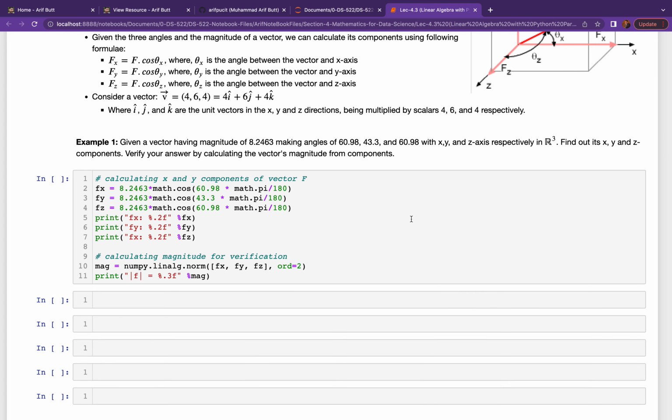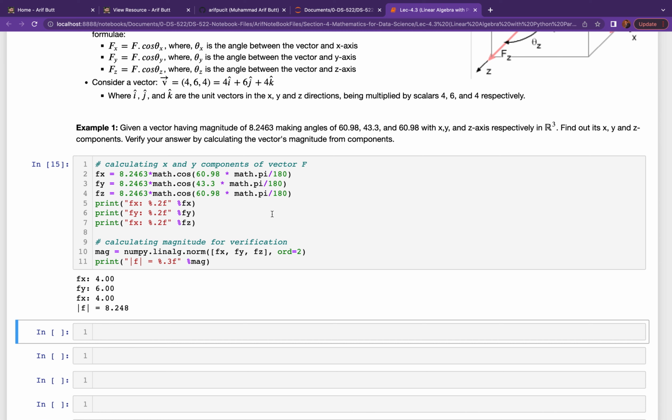Okay, so I have created this example for your understanding. Let's say that the magnitude of a vector is 8.2463 and it is making an angle of roughly 60, 43 and 60 degrees with the x, y and z axis respectively. Let me run the code of this cell. Great. So you see the x, y and z components of this vector are 4, 6 and 4 respectively. So you can write it as 4i plus 6j plus 4k, where i, j, k are the unit vectors. And of course I will talk about the unit vectors soon in detail.